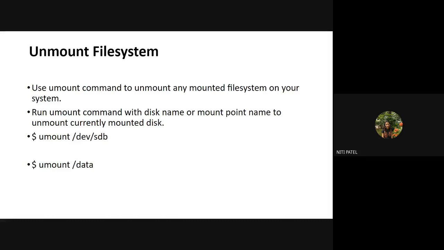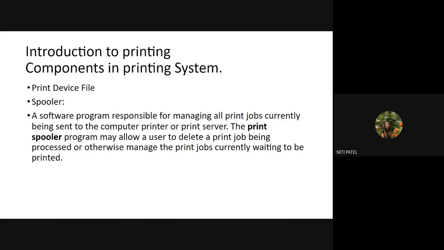Then we had seen what printing is, what the components of printing are, and what commands are used for printing. We have two devices in the printing system. One is the printer device itself. Second, we require a file which we give to the printer for printing. And then we have a software program called the spooler. What is the function of that spooler? It will manage all the printing files which are given by the user to the printer for printing.